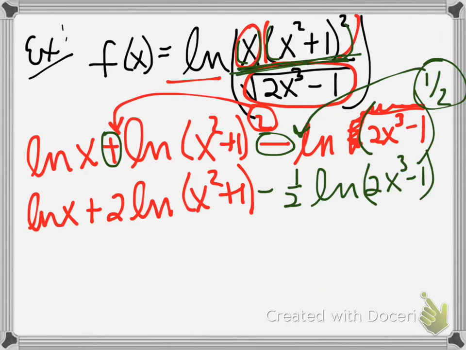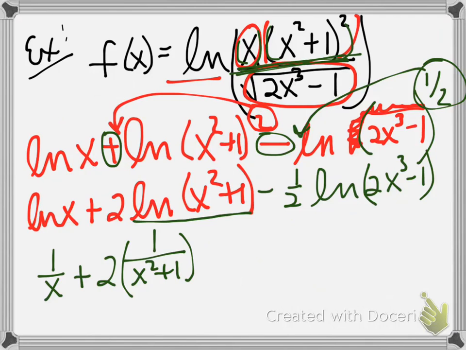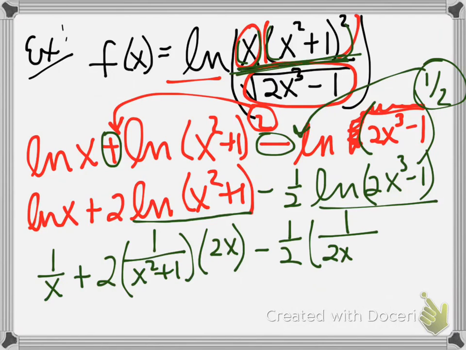Now that's as far as this will go, but let's now look at the derivative for this. ln x becomes 1 over x. The 2 is a coefficient, so it stays. The derivative of ln x squared plus 1 is 1 over x squared plus 1 times the derivative of x squared plus 1, which is 2x, minus 1/2, which is a coefficient. The derivative of ln 2x cubed minus 1 is going to be 1 over 2x cubed minus 1 times the derivative of 2x cubed minus 1, which is 6x squared.